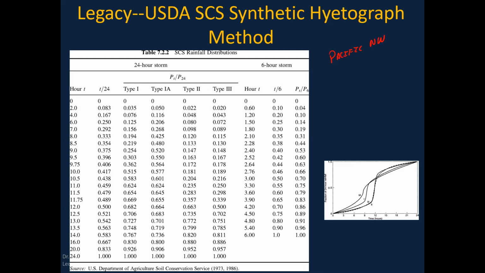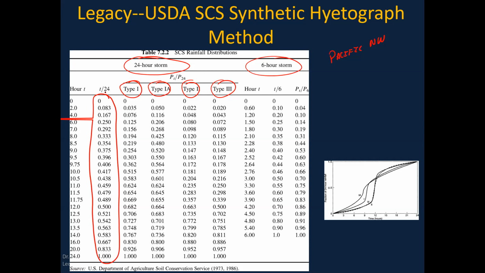But if you look at this old legacy method, you've got basically a 24-hour storm and a 6-hour storm, is the way they do it. And then they have a methodology if you need a different duration than the 6 or 24-hour storm. And it goes by type again, but these types follow geographic location. So here's my dimensionless time, and this is my proportion or percentage of rainfall.